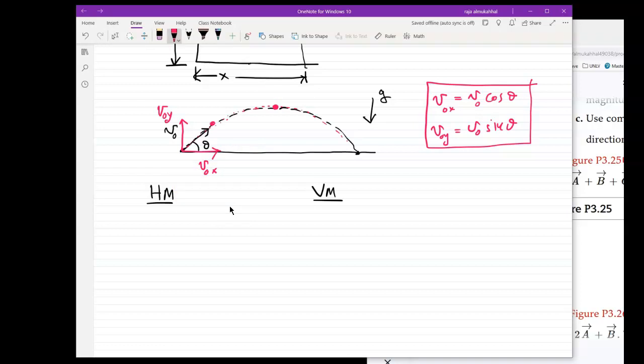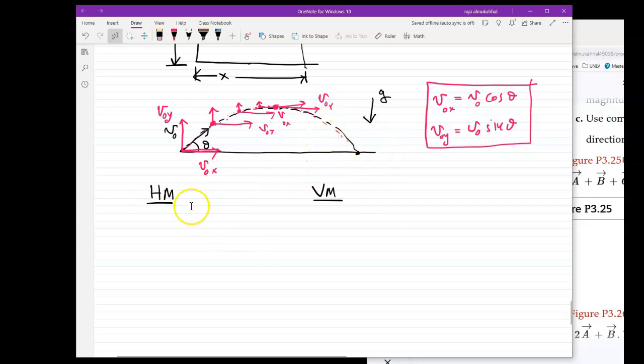If I take any point on the trajectory, let's say here, the Y component of V naught is actually slower, so it's going to be a shorter vector. Here's even shorter. And this one is really short, and this is zero right here, right? However, the x component is exactly equal to that. It does not change at all. All of them are equal to V naught x. Why is that? Because there is no gravity in the x direction.